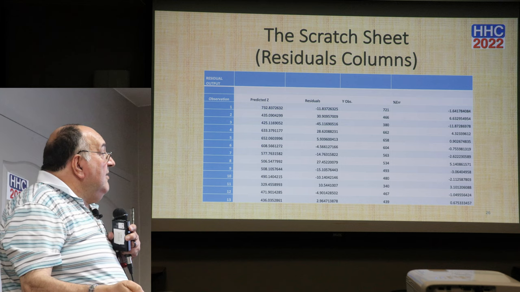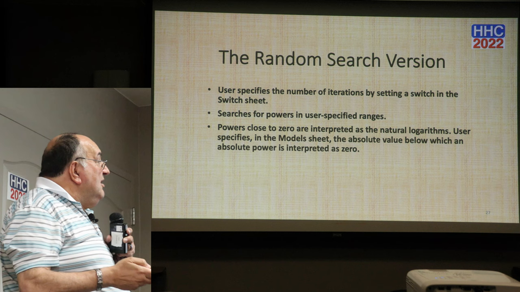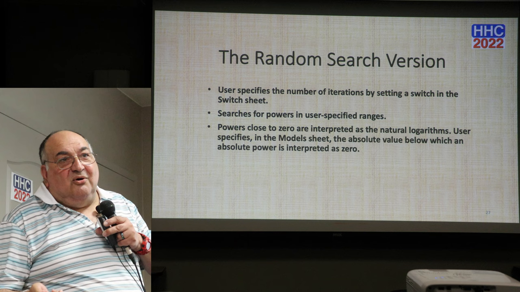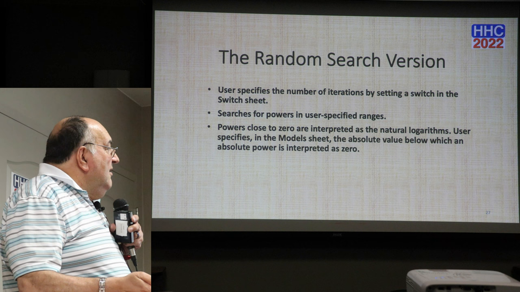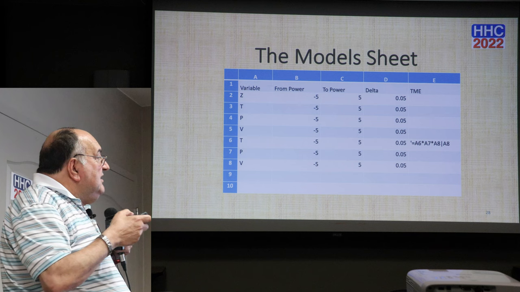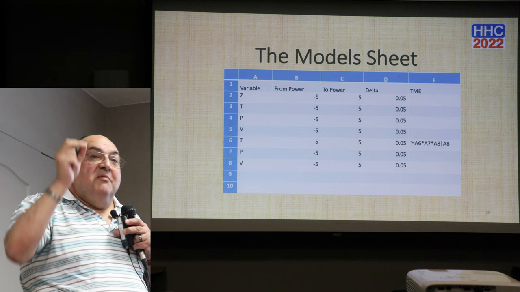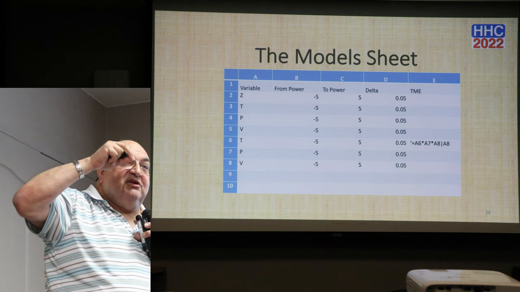And the random search process is very similar. It searches in the region you specify just at random. This one you have the ability to specify a low, moderate, or high number of iterations. You're more in control here. Okay, and here's the model sheet. Now it's interesting, each variable has a range from power to power. The delta is the absolute value below which, if the absolute value of a random power is generated, you take it as zero.